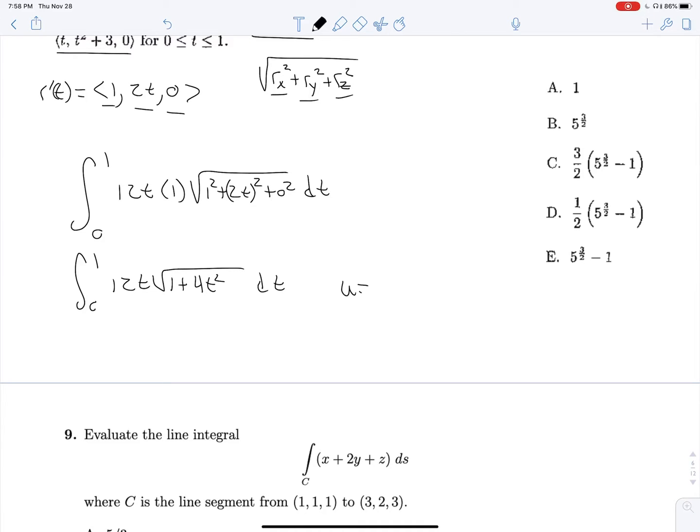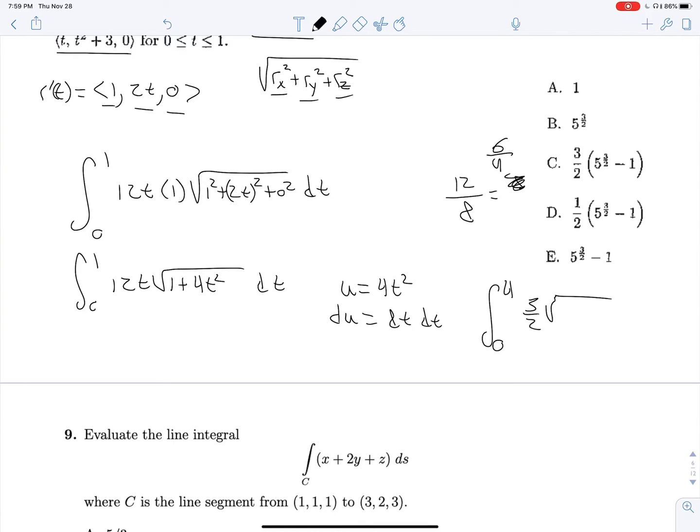We can set u equal to 4t squared, du to 8t dt, and this will turn our integral into the integral from 0 to 4 of, let's see, what's 12 over 8? That's, it's that time of night. 12 over 8 is going to be 6 over 4, so 3 halves.